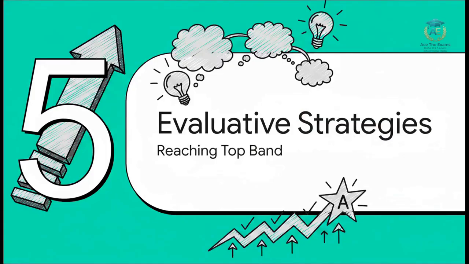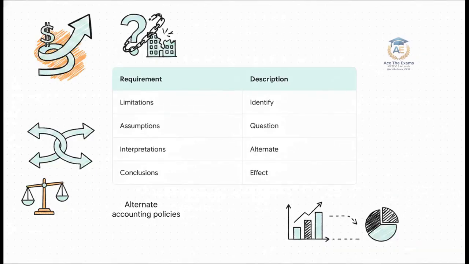Let's bring it all home with Section 5, Evaluative Thinking Strategies. This is exclusively about how you reach that elusive top band of marks. What's really fascinating here is the evaluative matrix. This is the holy grail that separates the average students from the elite, top-scoring candidates. There are 4 main requirements for critical analysis you must master.